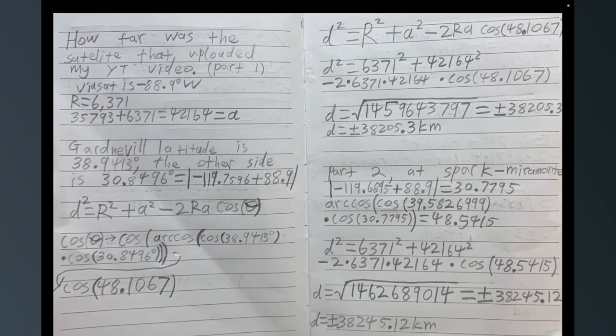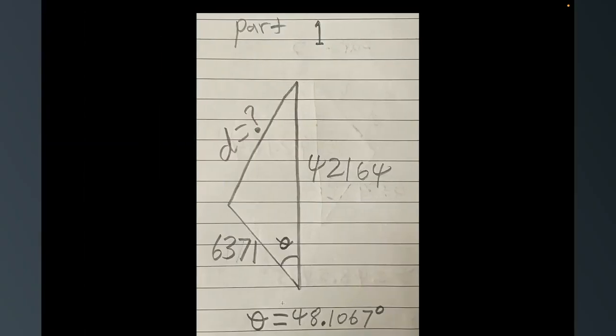I did some trigonometry here. And so cosine this times cosine this, which is 48.1067 degrees here. So theta is equal to 48.1067. And since the law of cosine says this, maybe I need to use theater mode.